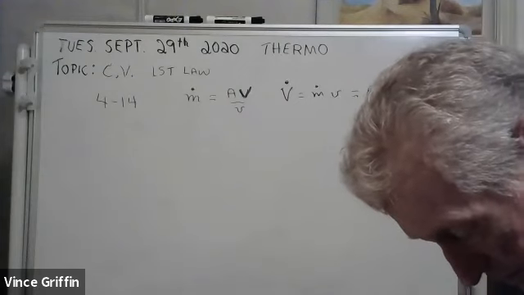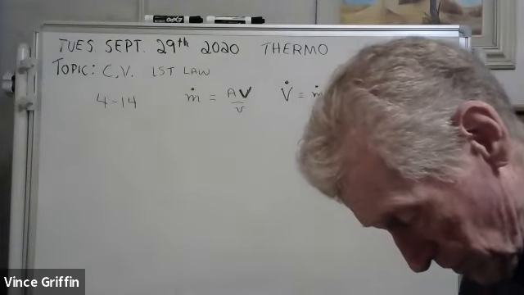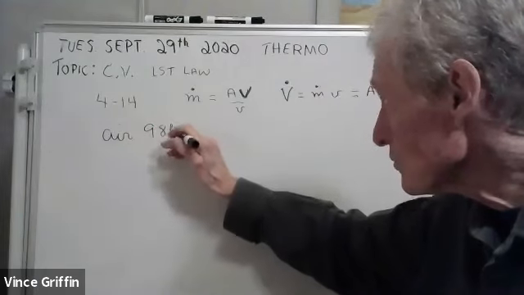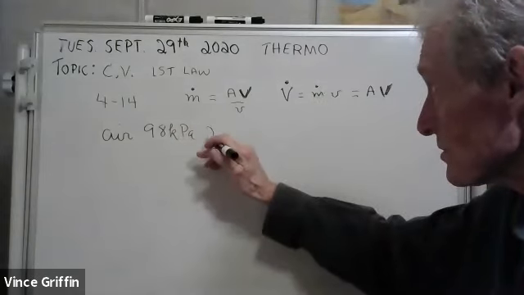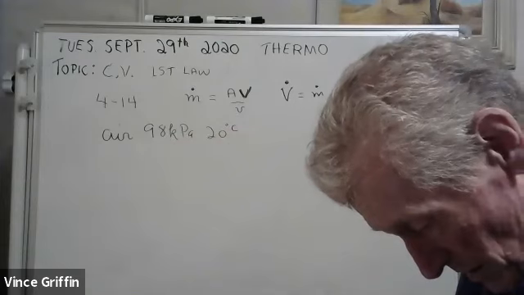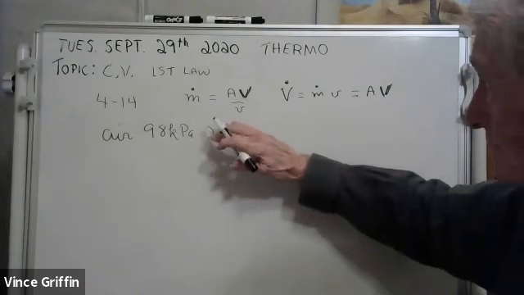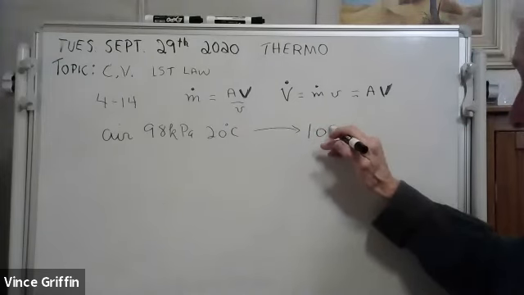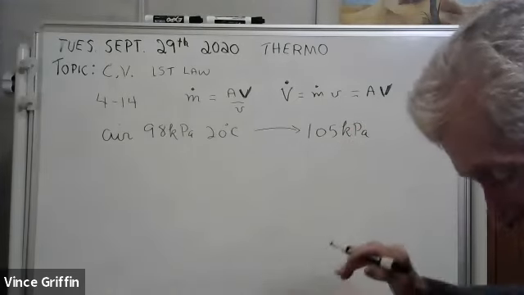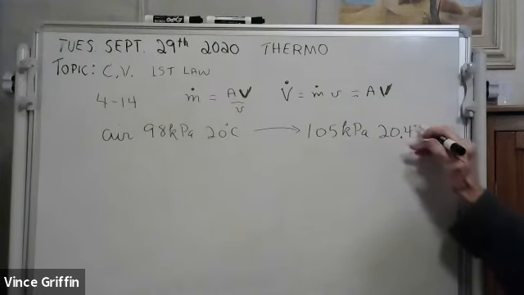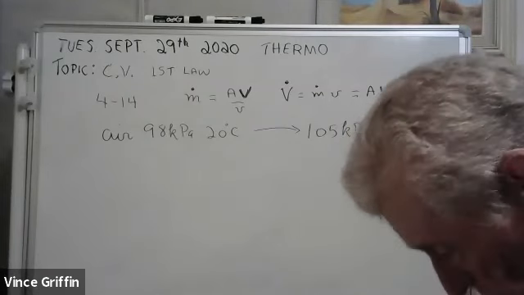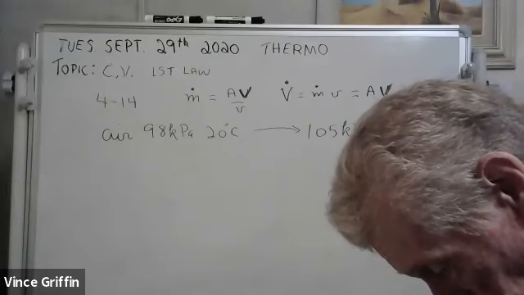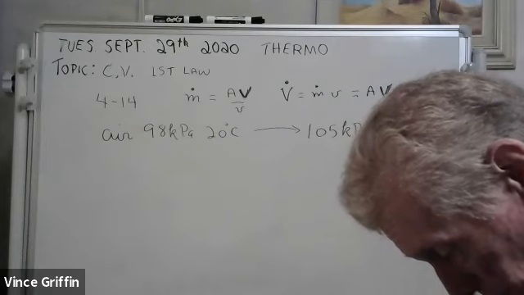Let's see, 414. A 0.6 meter diameter fan takes air in at 98 kilopascal, 20 degrees Celsius. It comes in like that, but it goes out at 105 kilopascal and 20.4 degrees Celsius. And when it goes out, it has a velocity of 1.5 meters a second. They want to know the mass flow rate, inlet velocity, outcoming volume flow rate. We'll do all that.